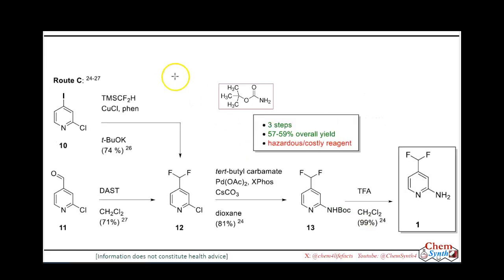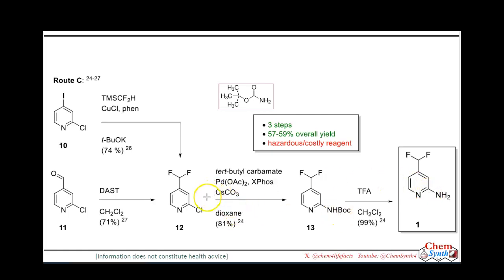So another method starts with this chloro-substituted difluoromethylpyridine, with this tertiary butyl carbamate. Here is the structure of this tertiary butyl carbamate compound. So it's basically NH2 Boc. A palladium catalyzed Buchwald-Hartwig coupling reaction was performed to introduce this NH Boc group, and in the final step Boc deprotection was done to get the final molecule.